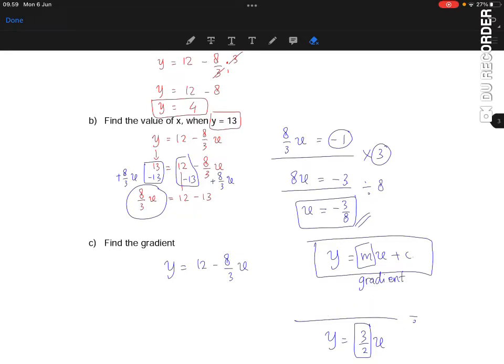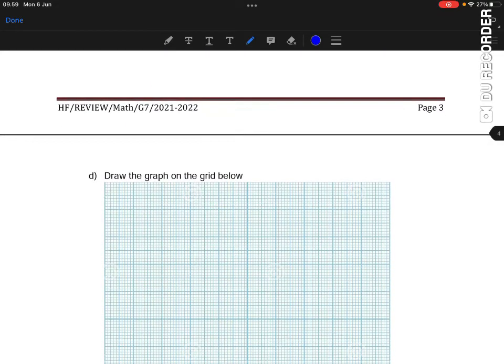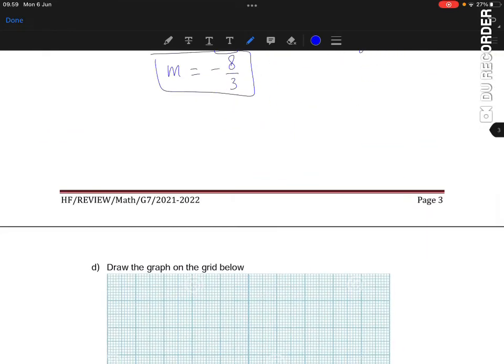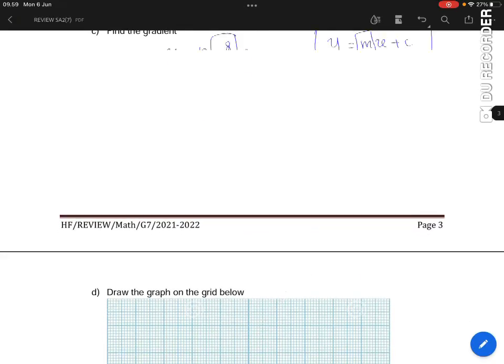I'm going to erase the unnecessary part, then continue with the questions. So the gradient always goes along with x, so it means it's going to be negative 8 over 3. Finish. So we found the gradient now. Oh, this one is still the same. Hold on, I'm going to write the equations again. Okay.